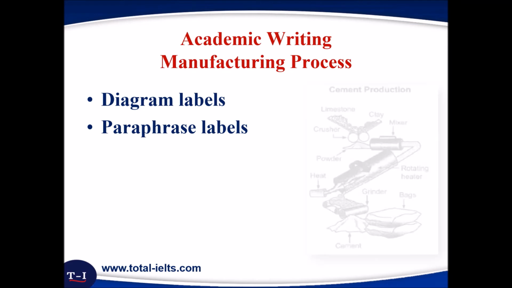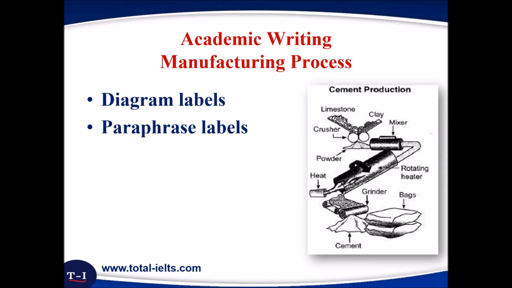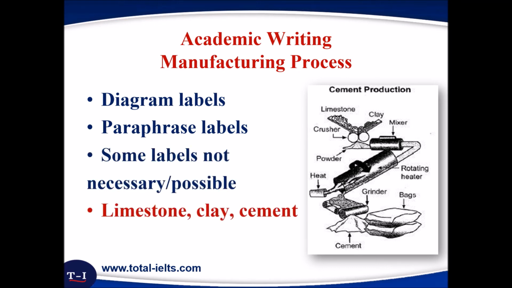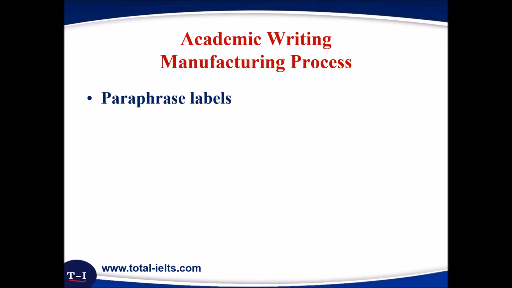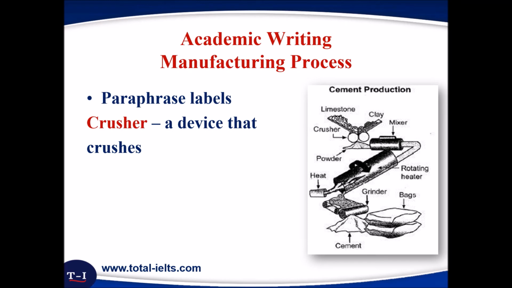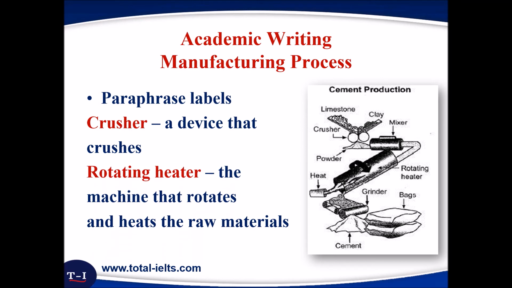All manufacturing process diagrams have labels, either the raw materials, the action, and the equipment used. So you should try to paraphrase these labels. Of course, some of them it's not necessary or even possible to paraphrase. For example, limestone, clay, and cement. But where possible, you should try to paraphrase. For example, crusher, a device that crushes. Rotating heater, the machine that rotates and heats the raw materials. And bags, synonym, sacks.